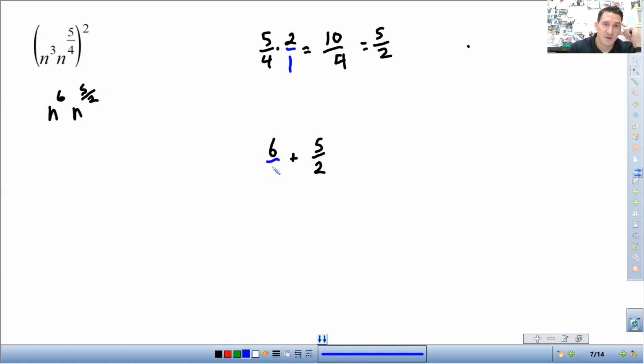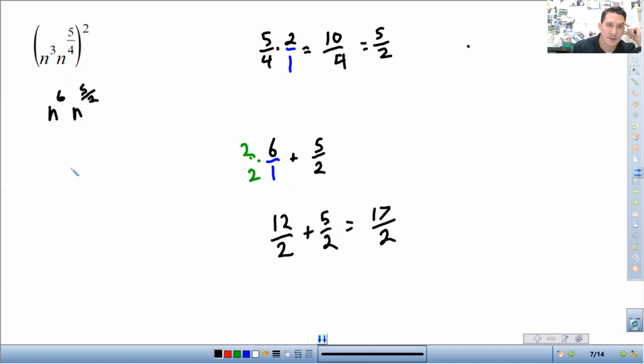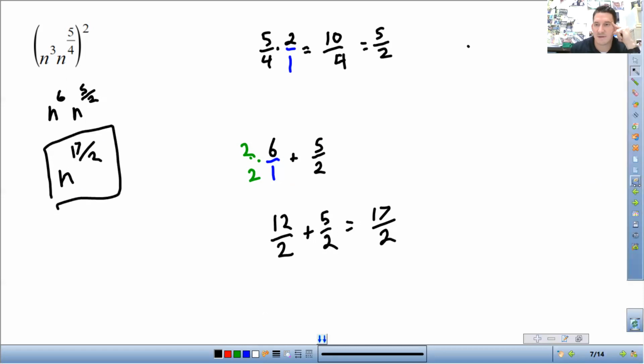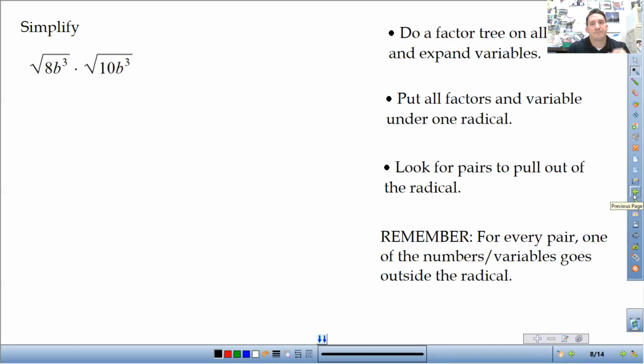6 is not a fraction, so let's make it one by putting it over 1. Multiply top and bottom of this one by 2. So I get 2 times 6 is 12, 2 times 1 is 2, plus 5 over 2. That comes out to 17 over 2. So this all simplifies to n to the 17/2. Lots of fractions. All right, moving on.